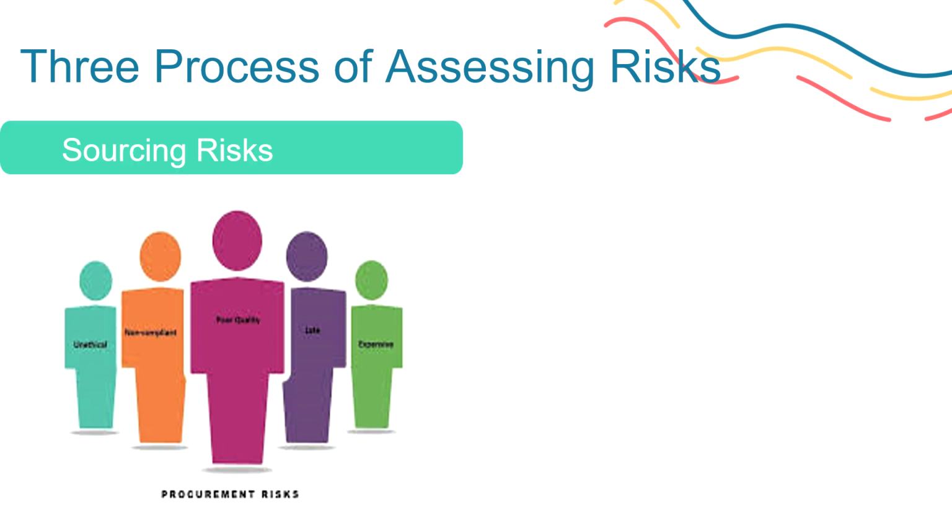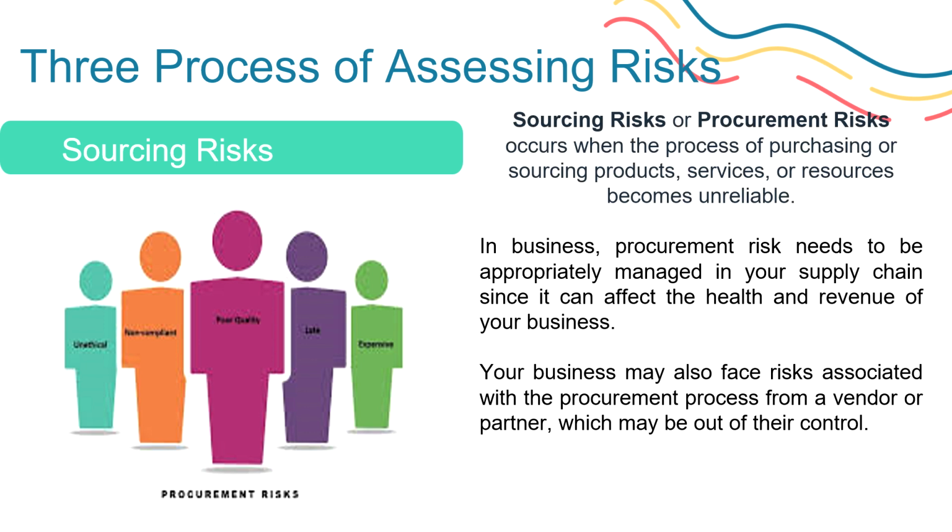Okay, and then we have the sourcing risk. Sourcing risk is also known as procurement risk. So this occurs when the process of purchasing or sourcing products, services, or resources becomes unreliable. So in business, procurement risk needs to be appropriately managed in your supply chain since it can affect the health and revenue of your business.